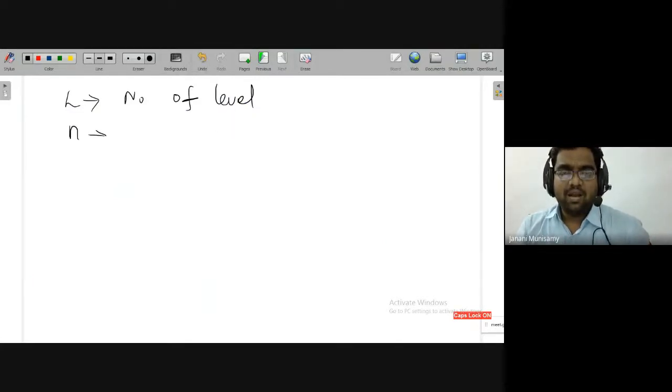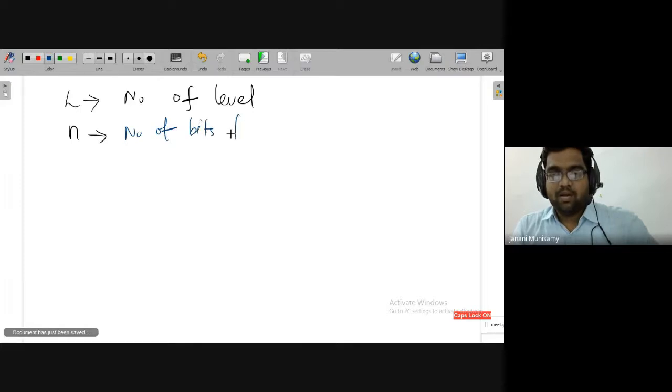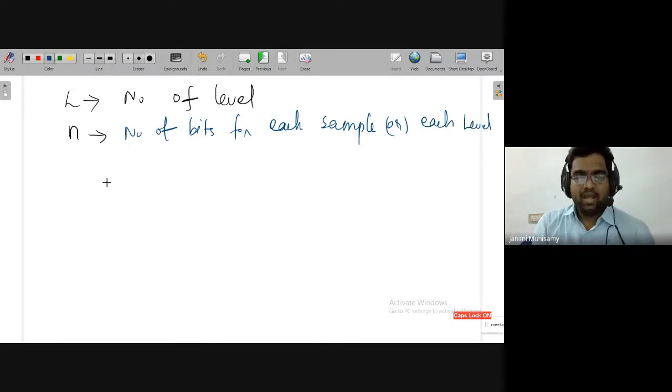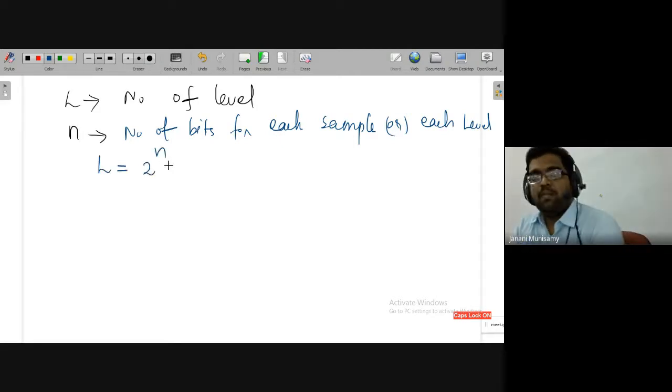For each level, I will assign N number of bits, the number of bits for each sample. You can say each sample or each level, anything. Anyway, all the samples will be mapped to some level. So now there is a relationship between L and N. If you carefully observe, the number of levels is equal to 2 power N.